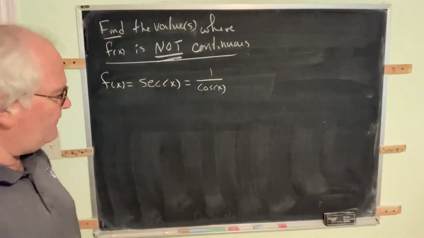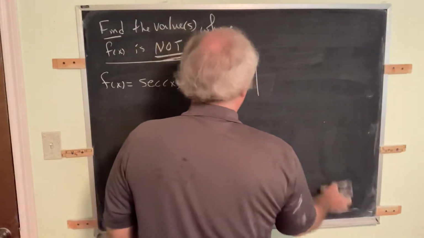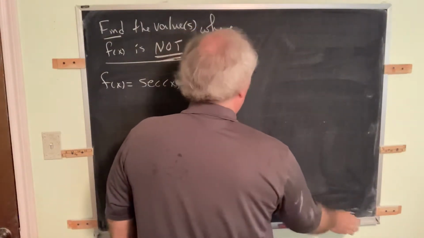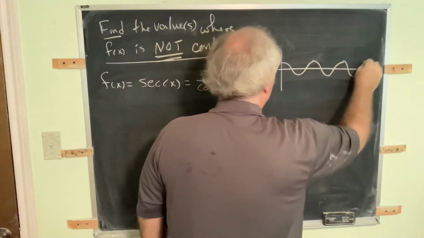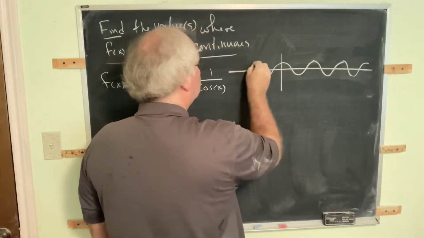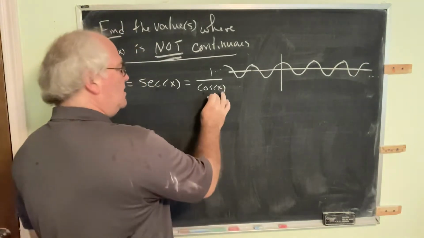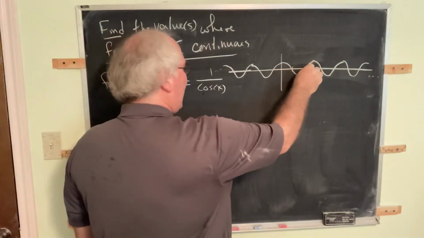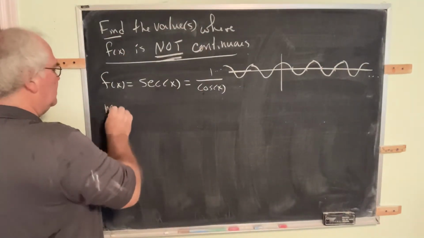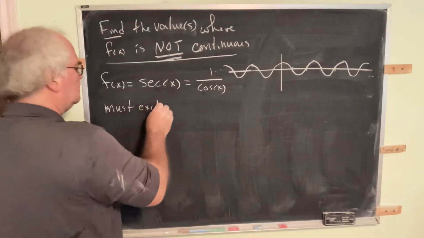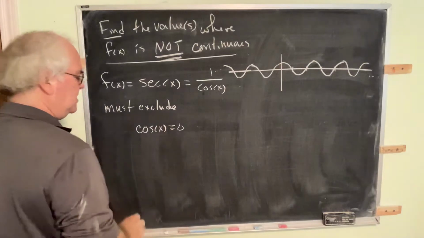Now, to know where this value is equal to 0, we either know it, or if you're unsure, we do remember the graph of the cosine function. Anywhere cosine is equal to 0, that's where cosine crosses the axis, and we know where those are. So we know we must exclude anywhere cosine of x is equal to 0.